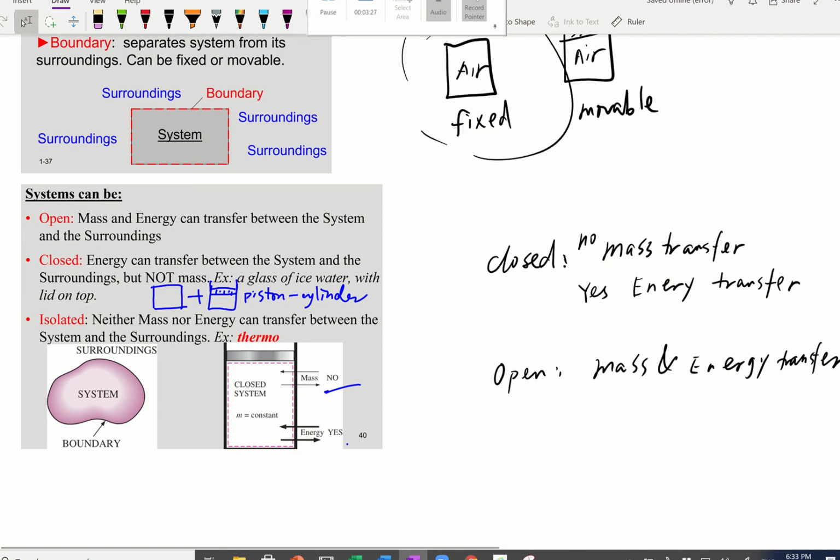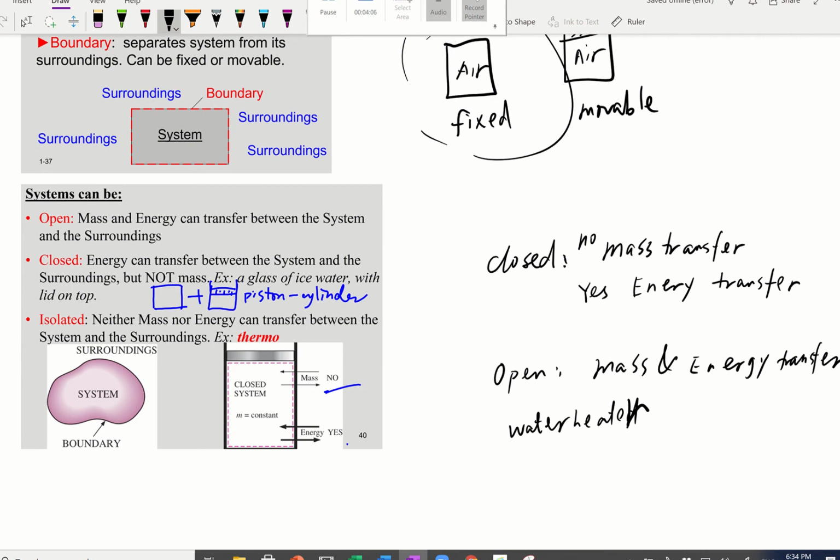So one example we can think of is a water heater at your house. The water heater will have cold water come in, and there's also hot water leaving the system, the water heater. So there's mass coming in, there's water flowing in, and there's also mass coming out. There's mass transfer. So that's an open system. And is there any energy transfer in that water heater? Yes, because water is being heated, right? There's energy transfer. So that's the example of an open system.